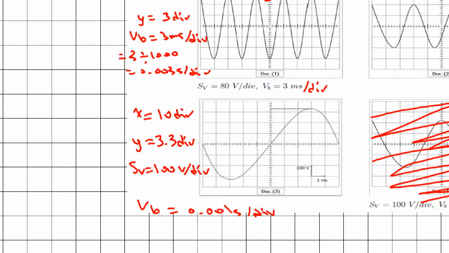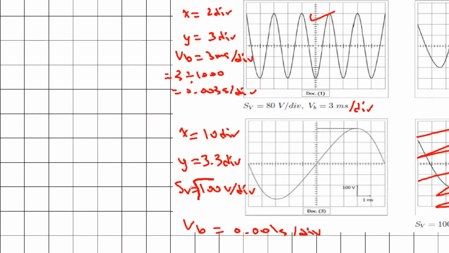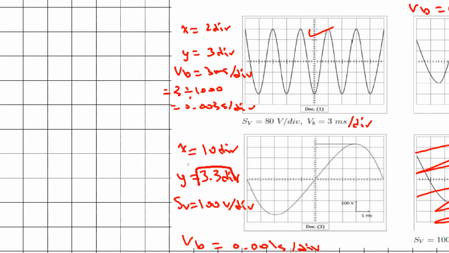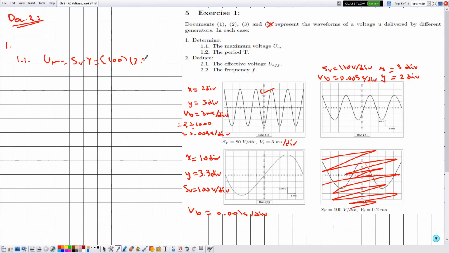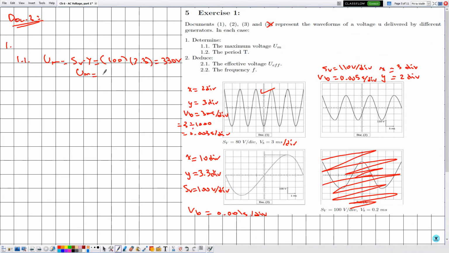Now after we have extracted the values of X, Y, SV and VB, the problem is solved. Why? So let me say 1.1. What is the maximum voltage UM, which is given by SV multiplied by Y? We always start by writing the proper formula. The value of SV is given by 100 and the value of Y is given by 3.3. Plugging this on the calculator, then the value of the maximum voltage is given by 330 volts because everything is expressed in the SI.